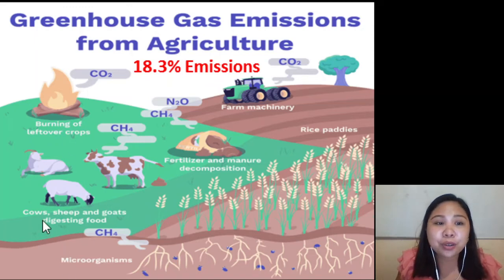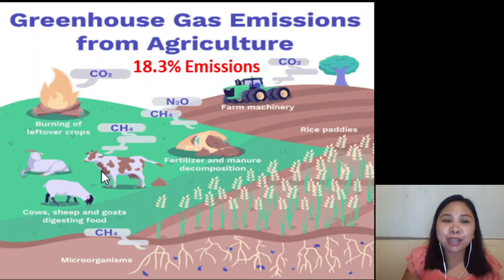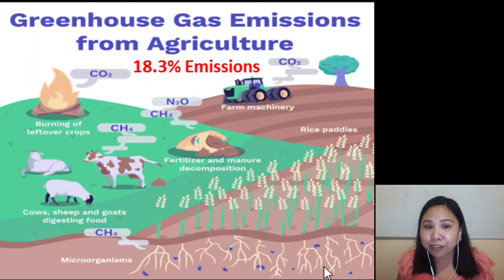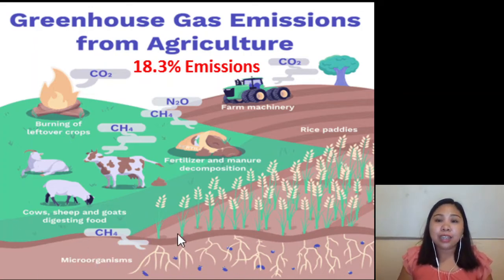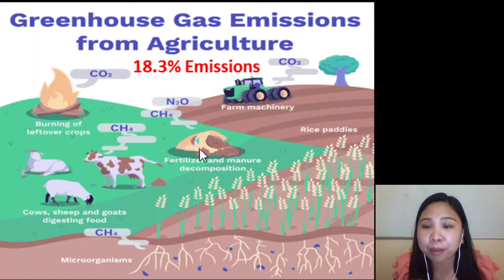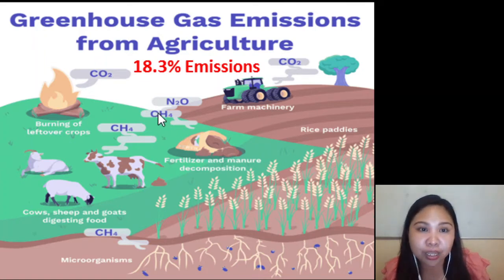When cows, sheep, and goats are digesting food, they are releasing methane. Their manure, whenever it decomposes, releases methane, together with the different microorganisms found in the soil. And also, when fertilizers and manure decompose, they release methane and nitrous oxide.